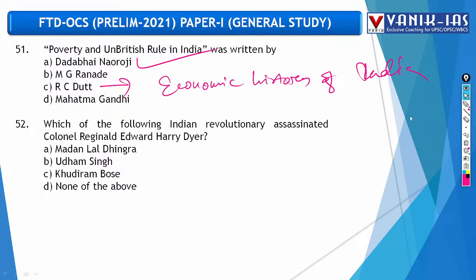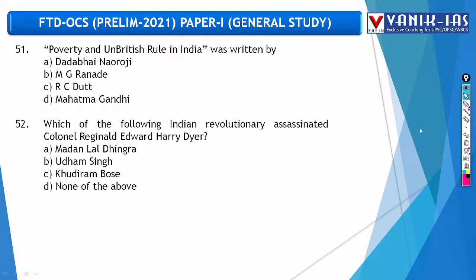Which of the following Indian revolutionaries assassinated Colonel Reginald Edward Harry Dyer, General Dyer? Who has killed General Dyer? It is Madan Lal Dhingra. Sorry, who has killed Colonel Reginald Edward Harry Dyer? It was Madan Lal Dhingra, or Udham Singh, or Khudiram Bose, or none of the above. So he was not killed. He died because of hemorrhage and was not killed by anybody. So D is the answer. Okay.